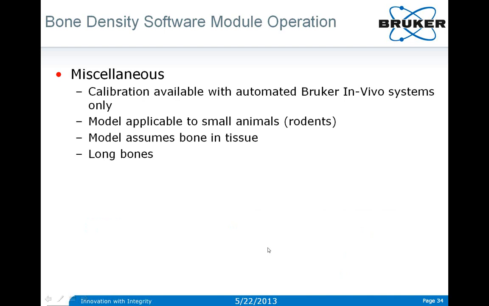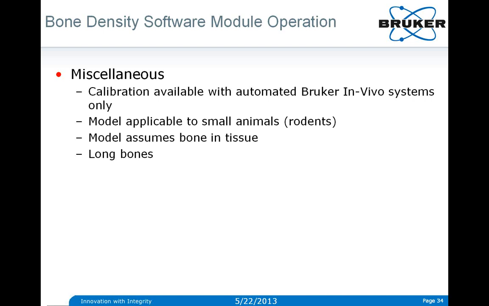A few final miscellaneous points regarding the bone density and use of the bone density software. The calibration necessary for the bone density software is only possible with the automated Bruker In-Vivo system. So these are all of the current X-ray Bruker In-Vivo systems available. There were some previous models that had some manual operation. So if you want to perform bone density analysis, you would need to upgrade your system to an automated motorized Bruker X-ray imaging system.